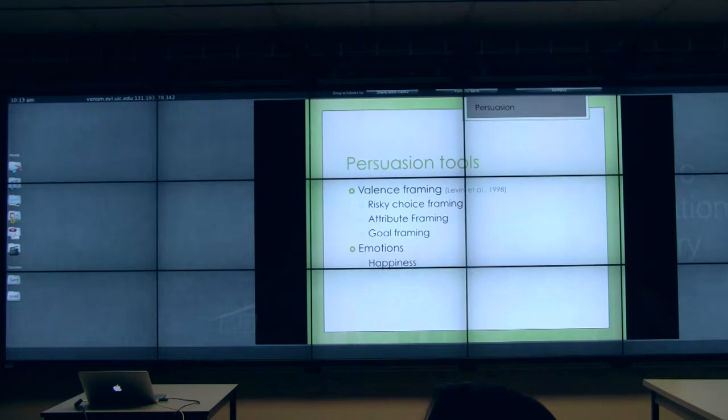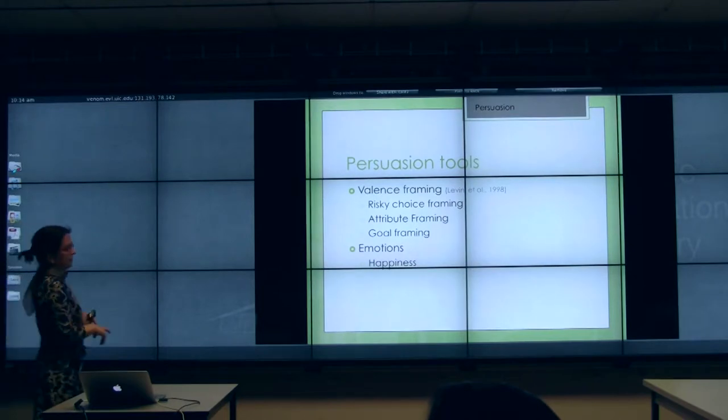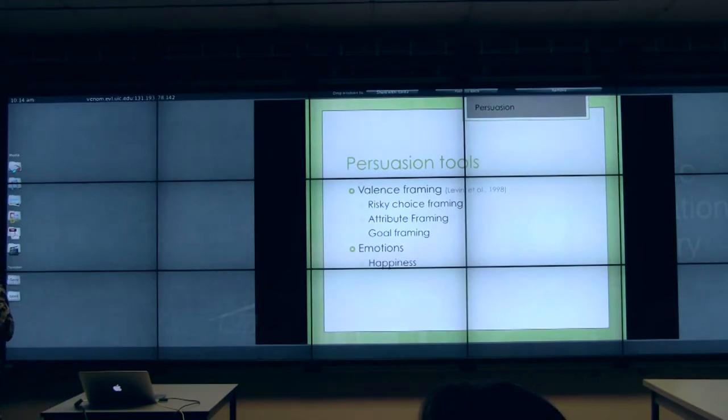Okay, so according to Levin, Schneider and Gaeth in their 1998 article, we have risky choice framing, attribute framing, and goal framing. And depending on which one it is, one frame is more persuasive than the other. So we can't say gains are always more persuasive than losses or vice versa. It depends on the type of valence framing. Now, when it comes to emotions, we can classify them into positive and negative emotions. And one of the positive emotions is happiness.